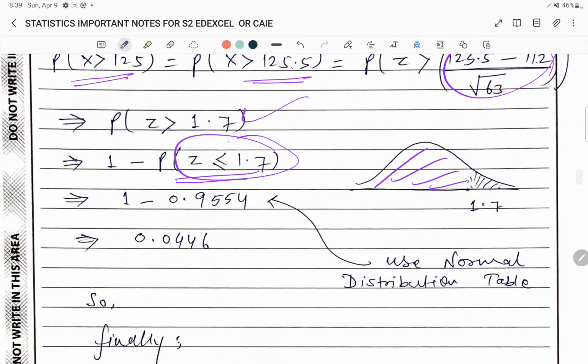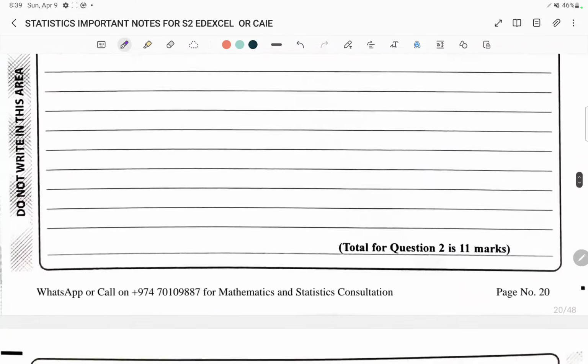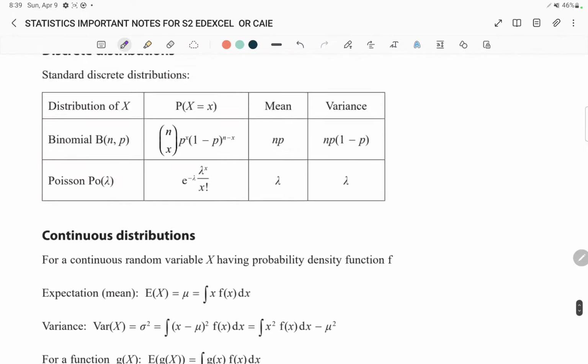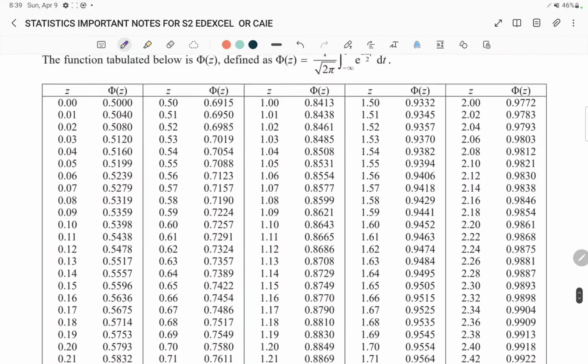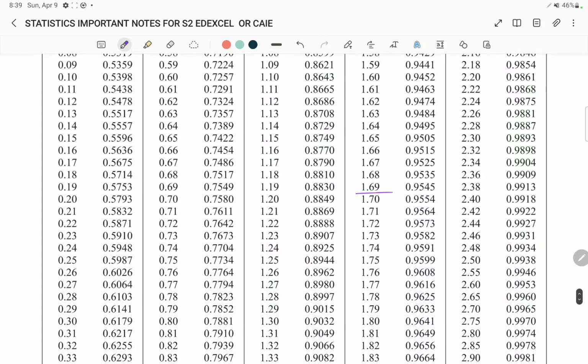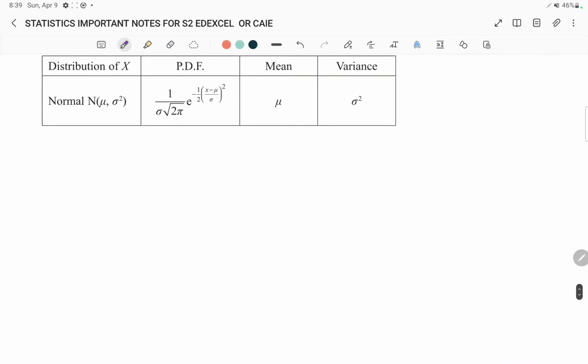And now for this part we have to use the normal distribution table. So now I'm going to use the Z value 1.7 to get this P. So Z is 1.7. Okay, come down. Z is 1.7, this is normal, 1.7, and we get 0.9554.